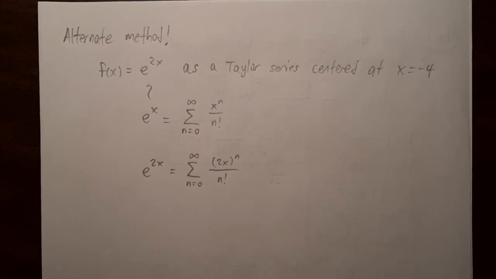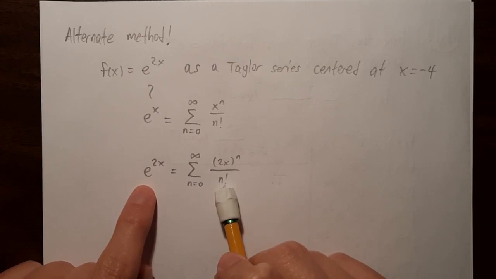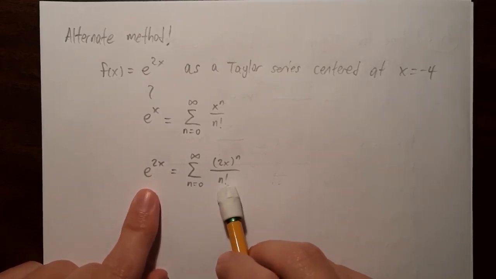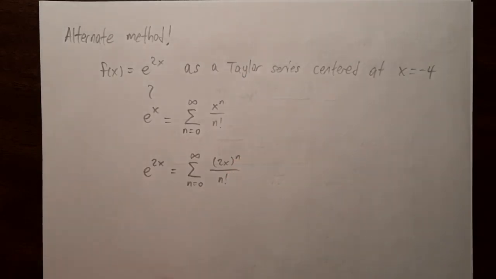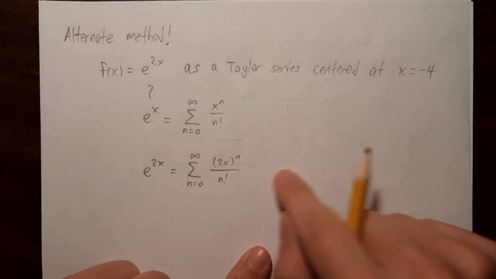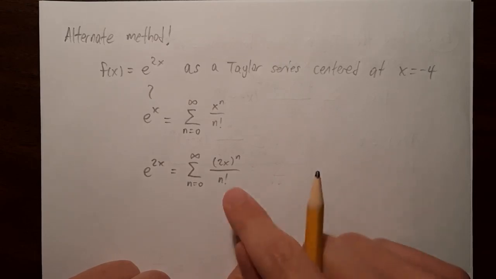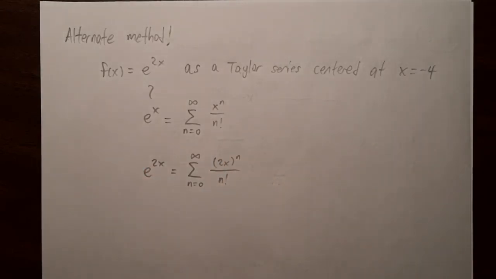All right, so that's fine. This is actually a way to get the Maclaurin expansion for e to the 2x, but this is not actually what we were after, because we're wanting to get a Taylor series centered at x equals -4. And right now, if I was to go and complete this, this would give me a Taylor series centered at x equals 0, which is cool, but it's not what we're really after in this case.